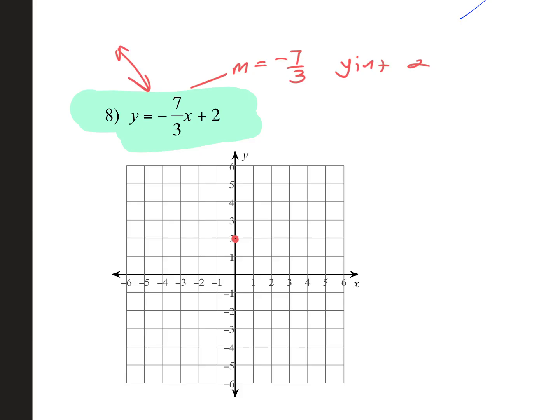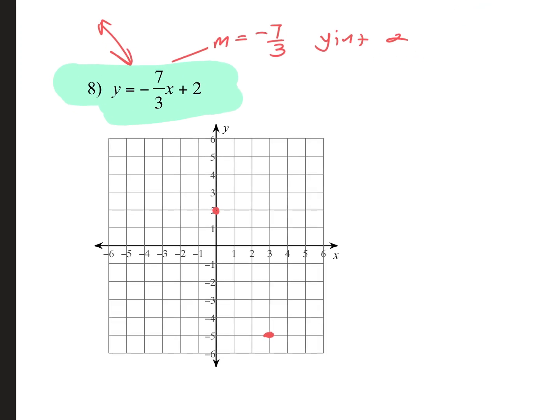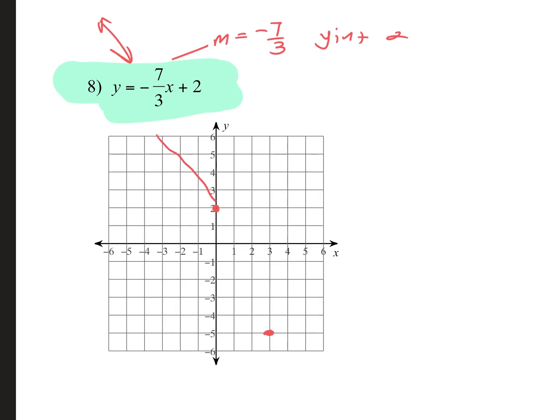So 1, 2, 3, 4, 5, 6, 7. And then 1, 2, 3. If you know the direction that your line's supposed to go, you should know once you go up or down, which way to go left or right. I know my line needs to be sloping downward, so that's why I knew after I went down, I went over to the right. Yes, sir.